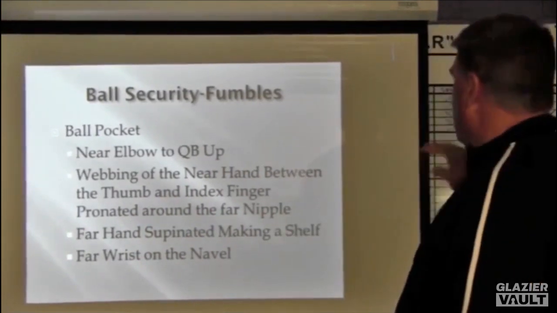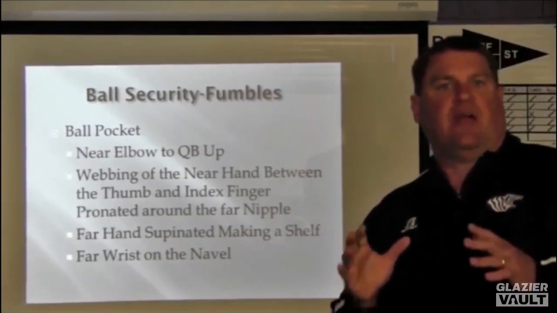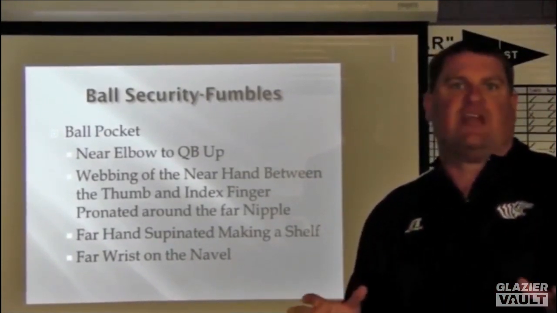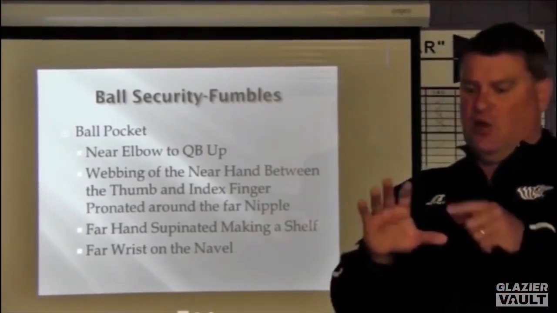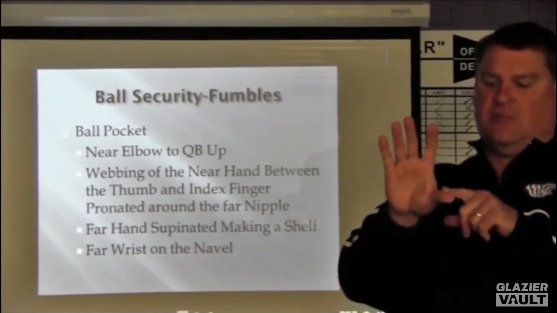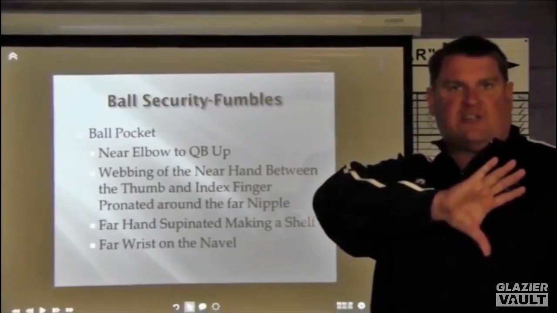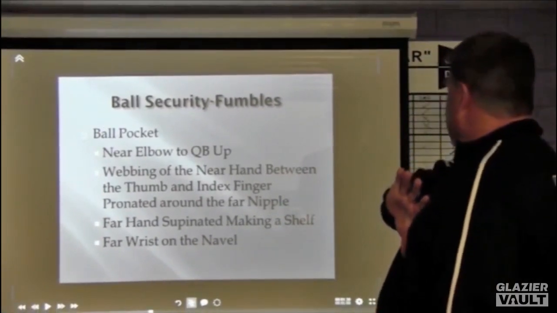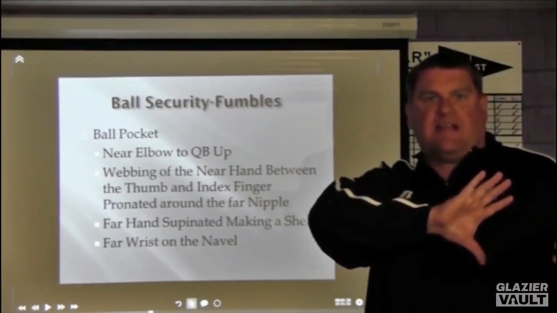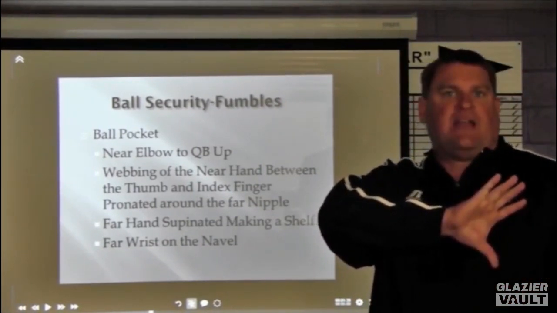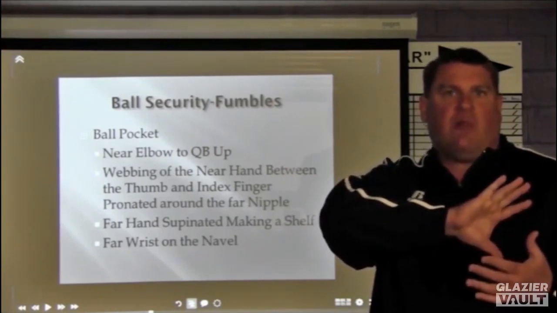Okay, the second point when forming a ball pocket is the most important thing that you can do and tell your backs and receivers, whoever's getting a ball exchange from the quarterback. It's the most important step in forming a ball pocket. We're going to take the webbing of the hand between the thumb and the index finger, and we're going to pronate that wrist around the far nipple. A lot of people think, well, running backs, they don't know what pronation means. It's too complicated. But I'm telling you, this is the key point to never having a small ball pocket.